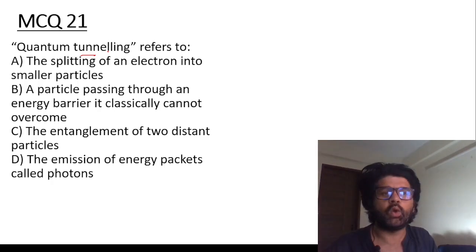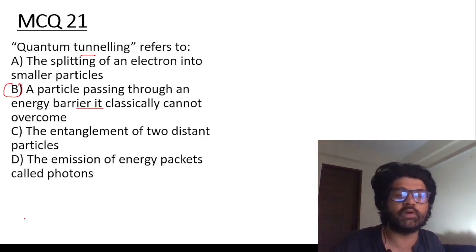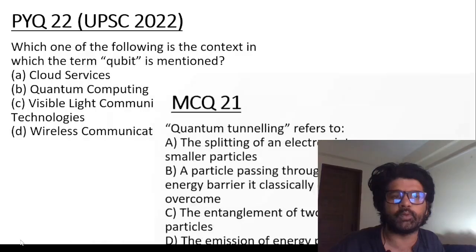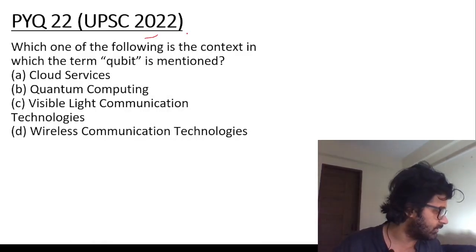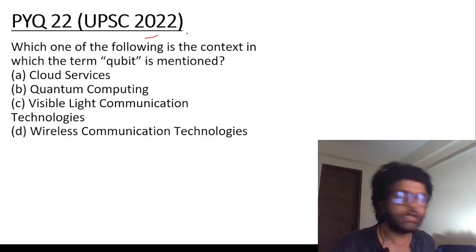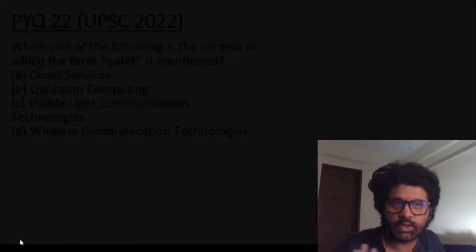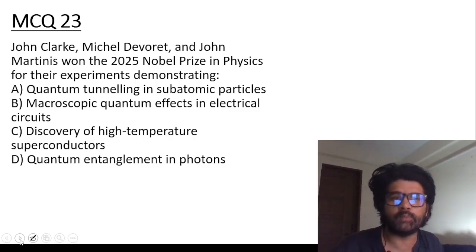Guys, let's focus. Quantum tunneling is a particle passing through an energy barrier it classically cannot overcome. Classically means according to the laws of classical physics, which works on macroscopic objects. See how UPSC frames questions on these things. That will give you an idea what is important and what is not. A qubit is associated with quantum computing, basic. So don't worry too much. Just read these things. You will thank me later.